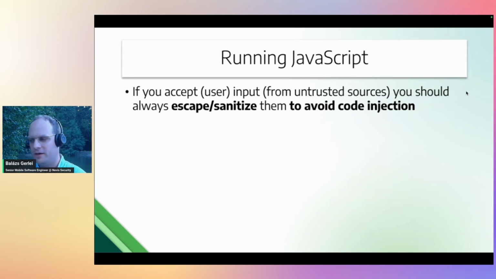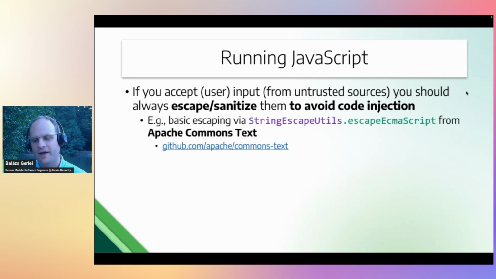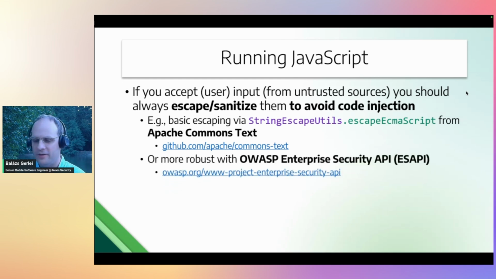Okay, if you accept any kind of user input, sanitize it before putting it into JavaScript, because otherwise you can run into code injection. Quickly, there's a basic way via the Apache Commons Text library, StringEscapeUtils, that escapes ECMAScript, but it's very basic. So if you need more advanced, use the OWASP Enterprise Security API or something similar, or implement your own in Kotlin. In Kotlin, I would say it's not that hard to escape JavaScript properly.